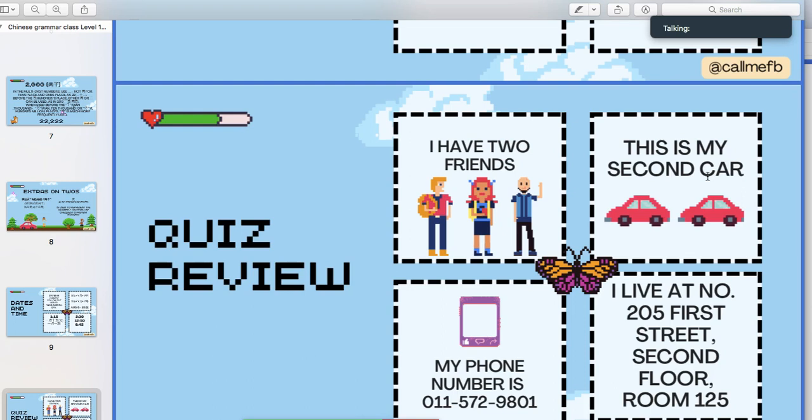So my phone number is 011-572-9801. Okay. So you guys have to share between these two and the last one, right? So who wanna go with the phone number and who wanna go with the address? I leave it at phone number, me. You don't want to give people your phone number, so choose carefully, right? Either you give your phone number or your address. So, okay, let's hear the phone number first.